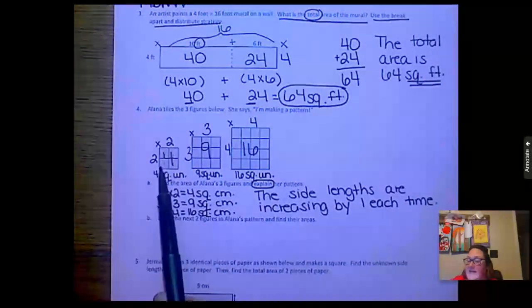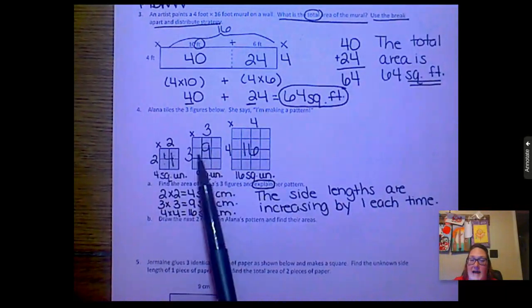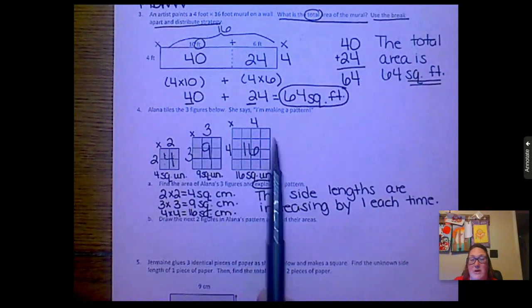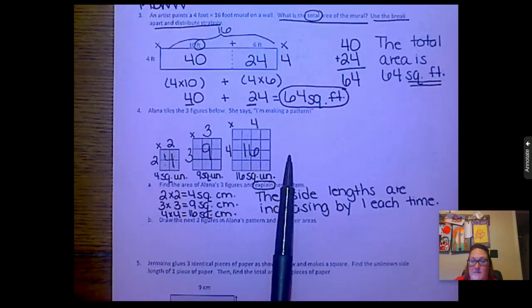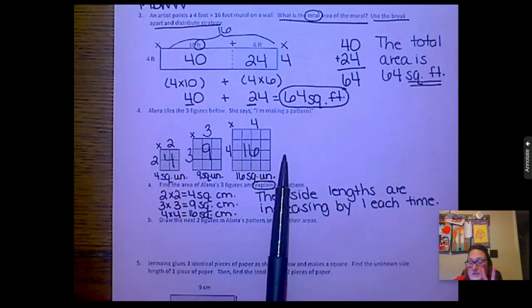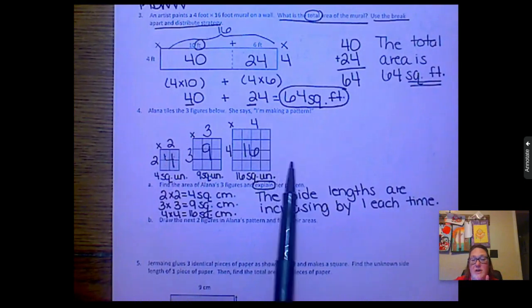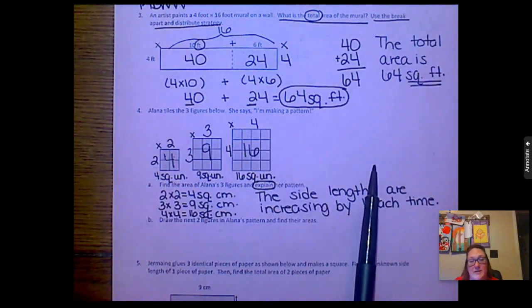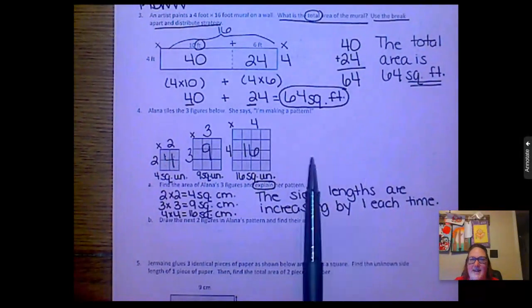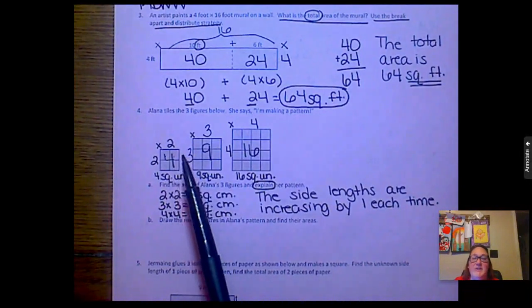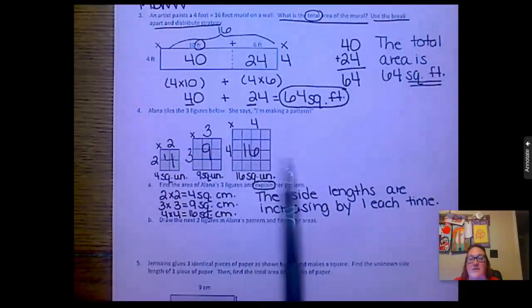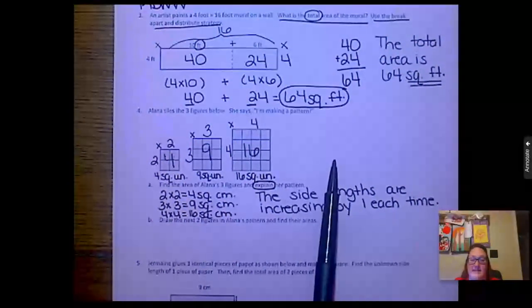So if the first one we had side lengths of 2 and 2, then we had 3 and 3, 4 and 4, what do you think the next one would be? 5 and 5. And we want to draw the next 2 figures. So this is 2 and 2, 3 and 3, 4 and 4. The next one would be 5 and 5, we said, and then the last one would be 6 and 6.